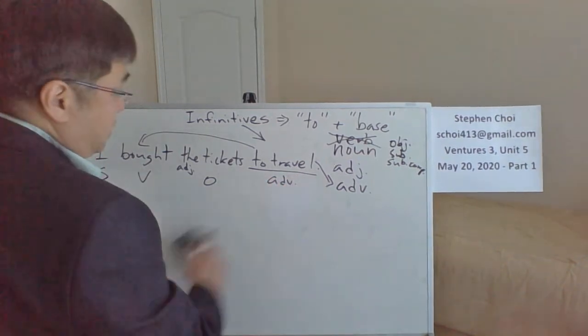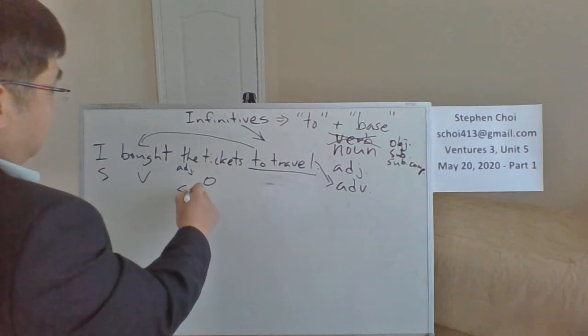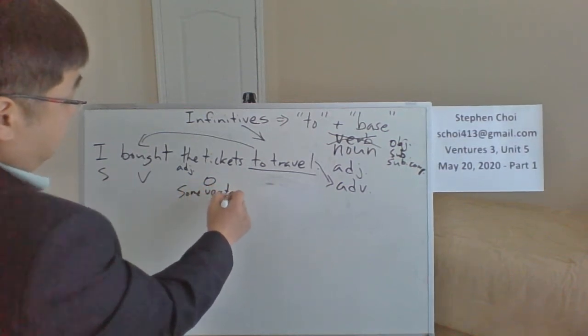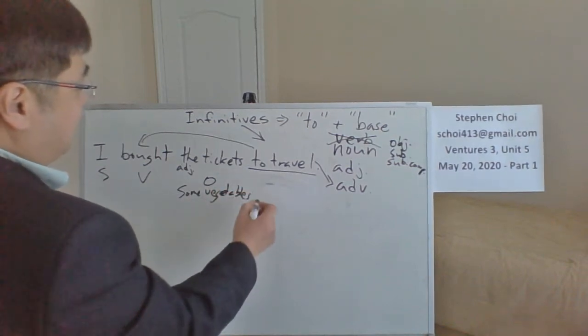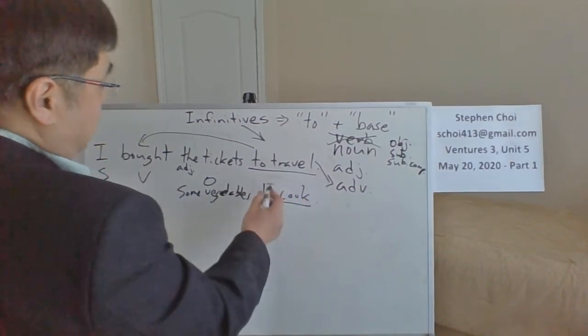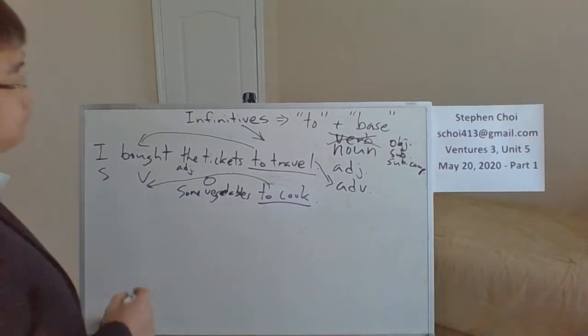Adverb. You could say, I bought some vegetables to cook. Same thing. Why did you buy? To cook.